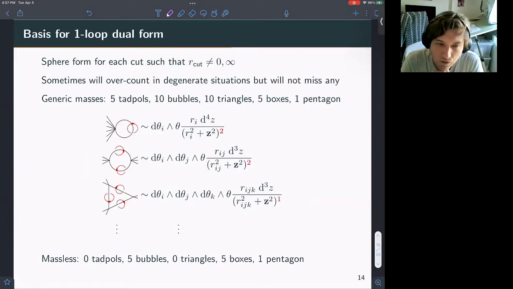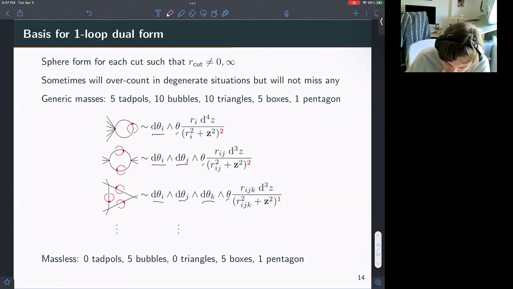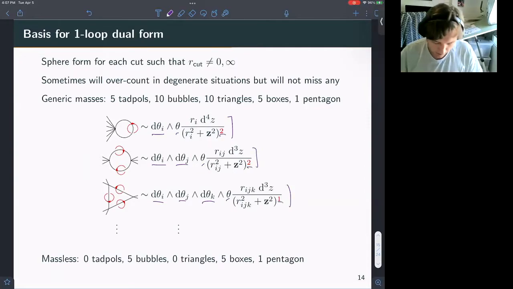In the very generic situation where we have all different masses, there are 5 tadpoles, 10 bubbles, 10 triangles, 5 boxes, and a pentagon. They all look roughly the same. They have various numbers of d thetas, which tell us that we're localizing to various different generalized unitarity cuts. Then they have some more theta functions enforcing this compact support. And then it's just some simple sphere form where the powers have been chosen such that we get a nice differential equation that is proportional to epsilon.